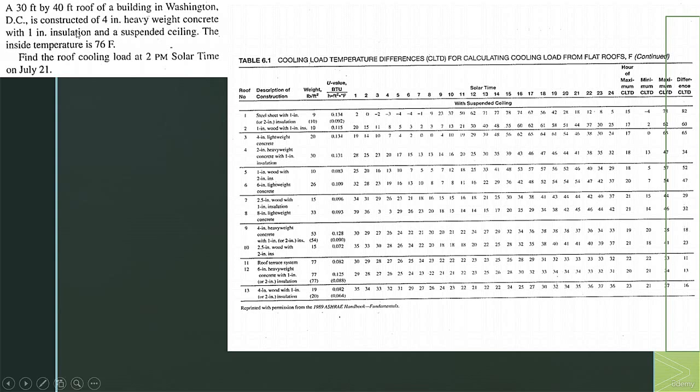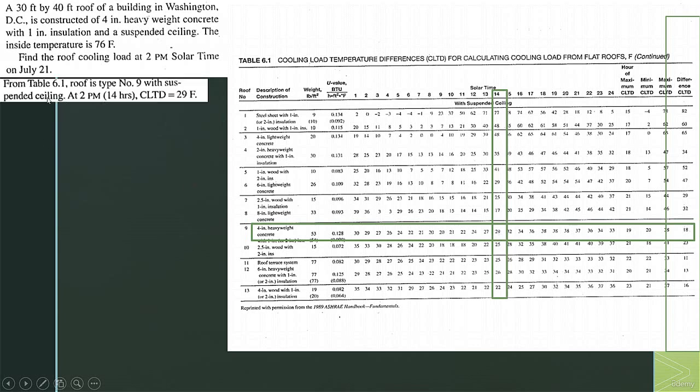As you know, here we have 4-inch heavyweight concrete insulation and a suspended ceiling, so that's why we use the table with suspended ceiling. Now we look at the 4-inch heavyweight concrete, and the solar time is 2 p.m., which is 14 o'clock. The value of cooling load temperature difference is 29. So at 2 p.m. we have a cooling load temperature difference of 29 Fahrenheit.